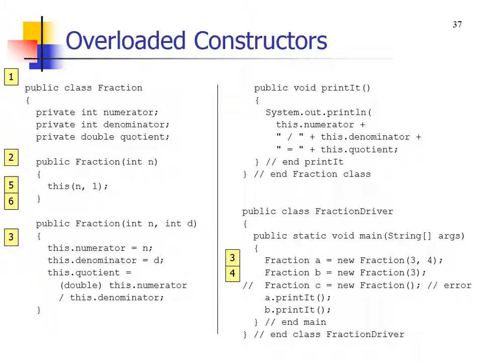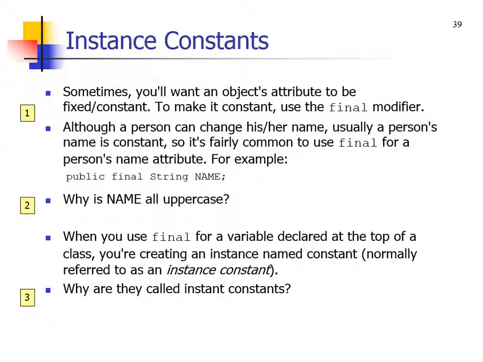Y'all caught that, right? Okay, instance constants. Sometimes you want an object's attribute to be a fixed constant. In other words, if it's going to be fixed and you're not ever going to change it again, what do you put in front of it? Final. Public final String NAME. So why is NAME in uppercase? Because that declares it being a final variable. It will never change, like pi.